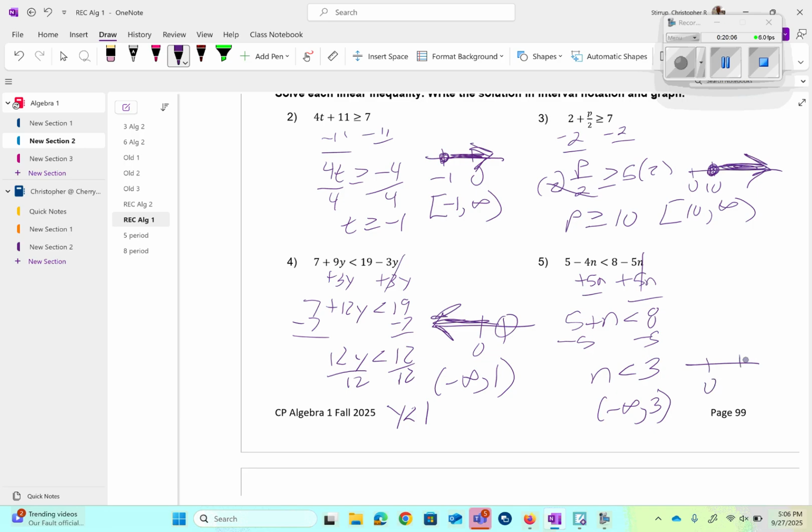If I had 0 here and I had 3 here, I'd have an open dot shading to the left. Oh, you saw it, shading to the left. All right.